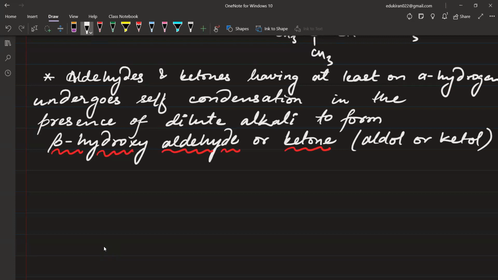If it is aldehyde, we call it aldol. If it is ketone, then we call it ketol.